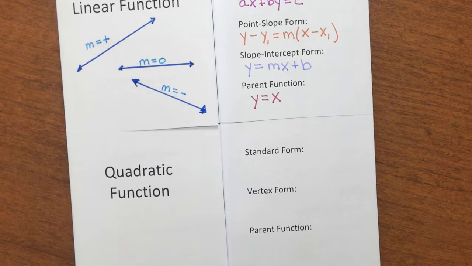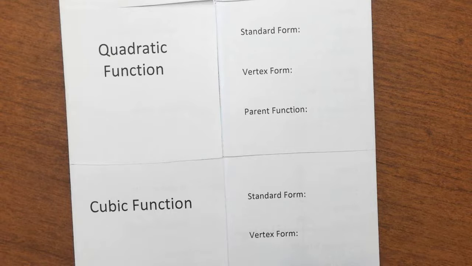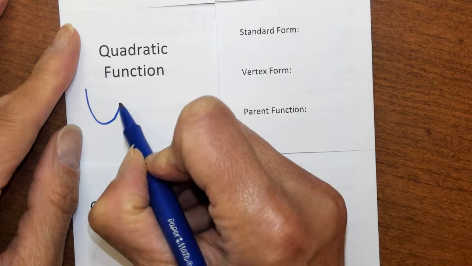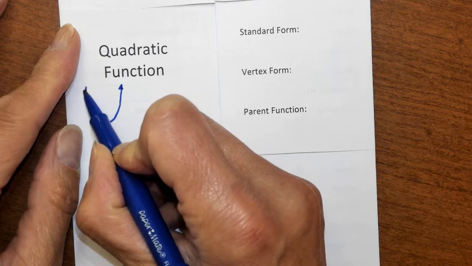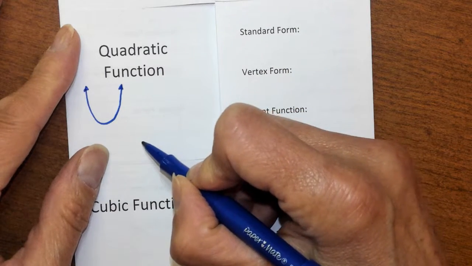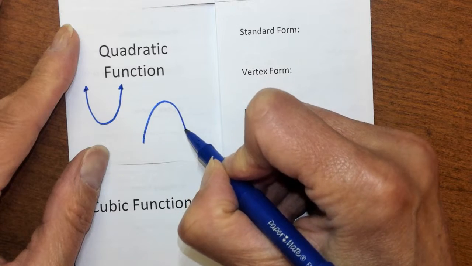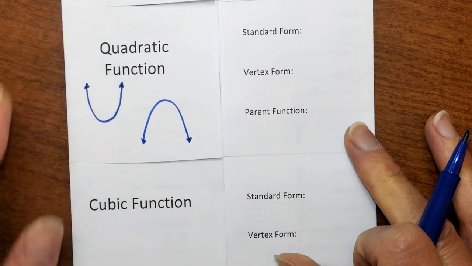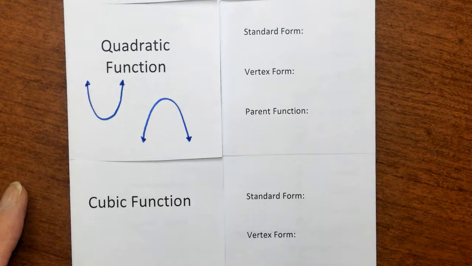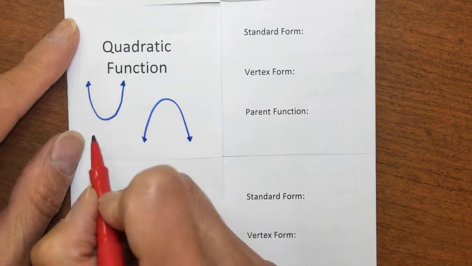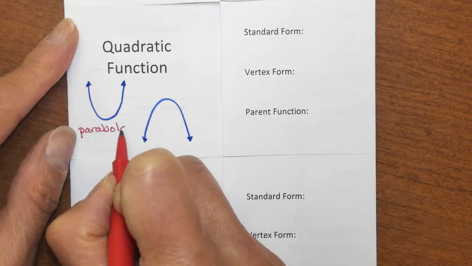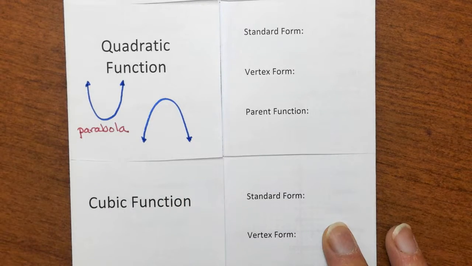So let's look at a quadratic. So for a quadratic function, we have something that is a parabola. It's like a bowl. It could be facing up, or it could be facing down. Okay, it can face either way. So this is a parabola. So let's write that. That's a word that you would need to know. So this is a parabola. It's like a satellite dish.